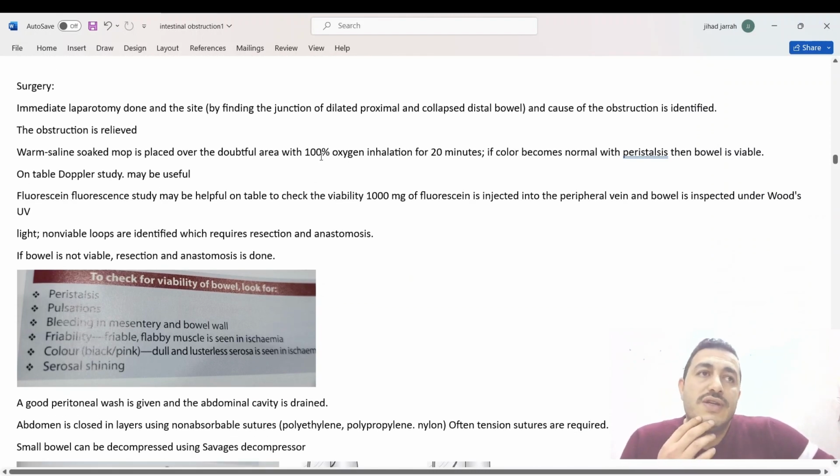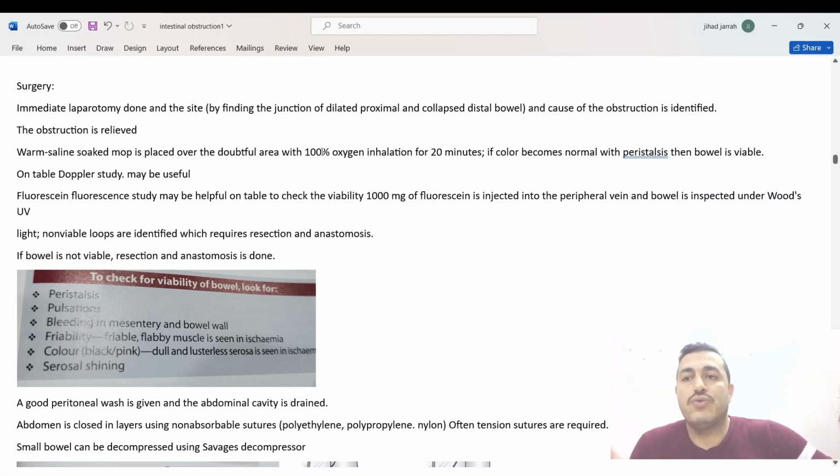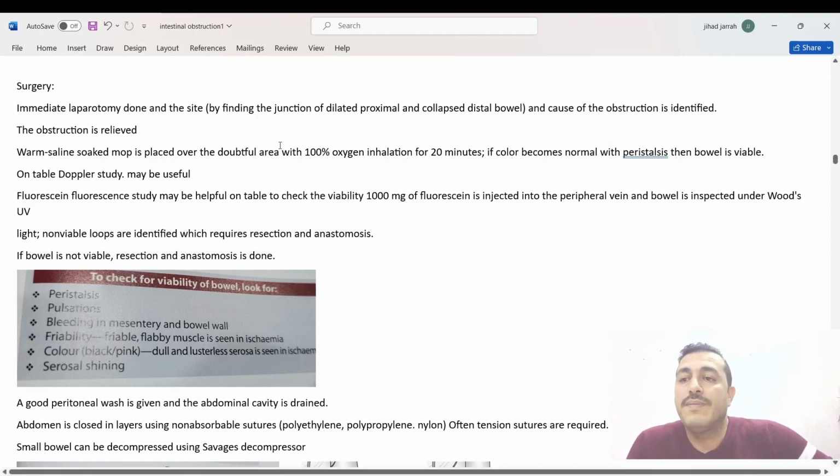When to proceed for surgery, we said at the beginning of our lecture that this will lead us to the diagnosis, and every diagnosis has a different approach. But what is in common? Immediate laparotomy is done if we have complete obstruction or a strangulated, complicated type of obstruction. We have to find the junction between the proximal dilated and the distal collapsed bowel, and relieve this obstruction. How we will relieve it, we will see.